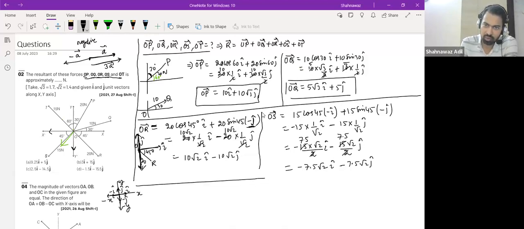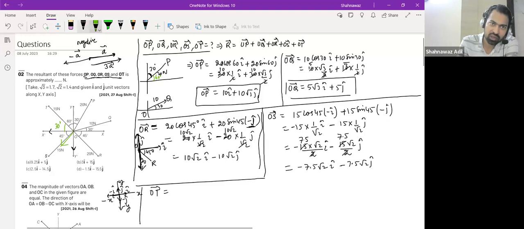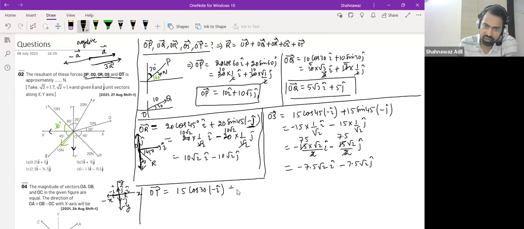Now one more vector is remaining, which is OT. You see that OT is with the vertical, so we will make it with the horizontal and this would be 30. So we can write OT as 15 cos 30 in minus I, and 15 sin 30.